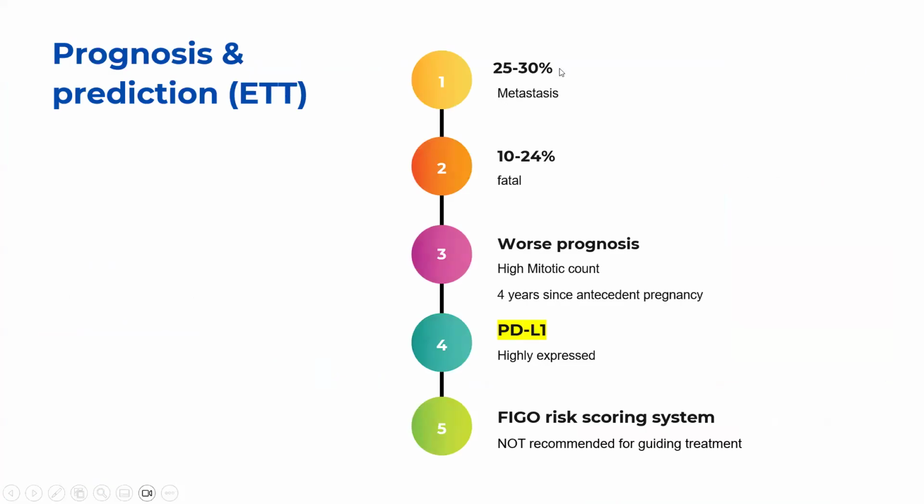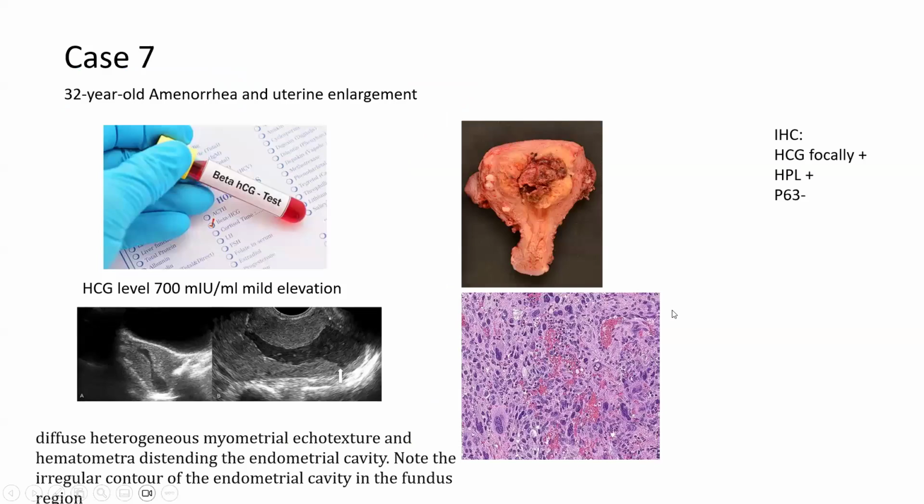What about the prognosis? 25 to 30% of these cases metastasize, and 10 to 25% are fatal. The prognosis is worse when we have a higher mitotic count or an antecedent pregnancy of 4 years. And PDL1 has been detected to be highly expressed. Of course, we can take advantage of this, as some cases might show a response to immune checkpoint inhibitor treatment.